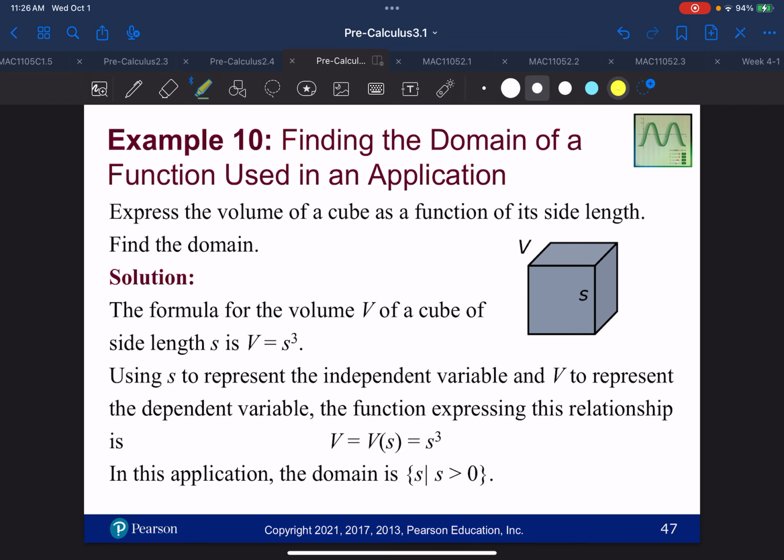Okay, so let's see this in an application problem. This says express the volume of a cube as a function of its side length and find the domain. So the formula for the volume of a cube is the length of its side cubed.